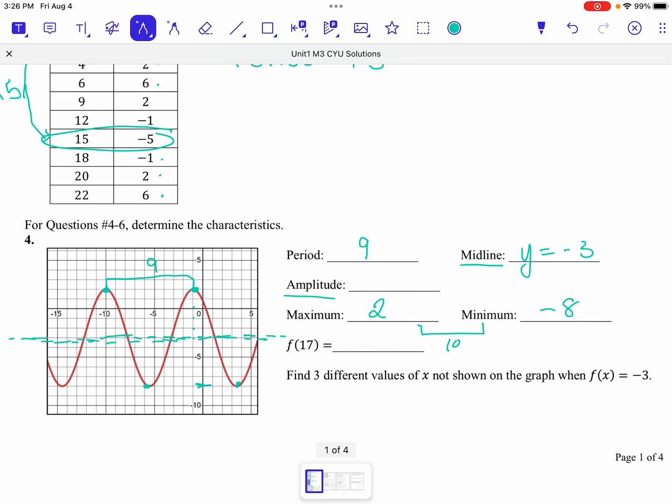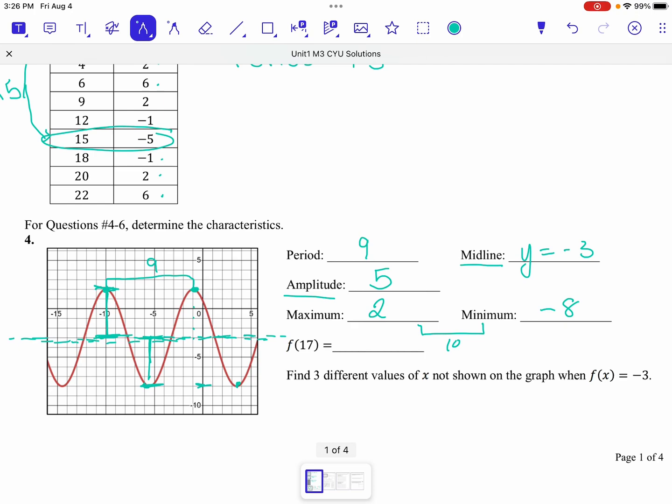And then the amplitude is the distance between that midline and the highest point, or the midline and the lowest point. How much does it fluctuate from that midline, which in this problem was 5. And both of those numbers become important when we start actually writing equations for our periodic functions.